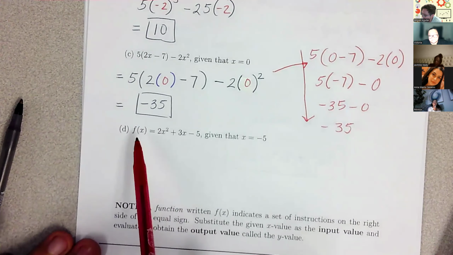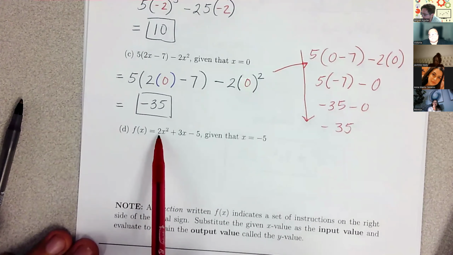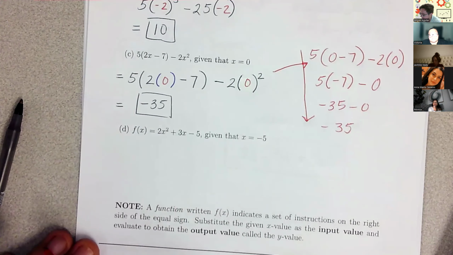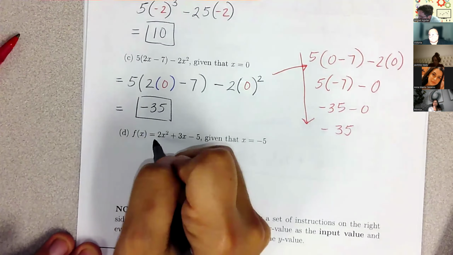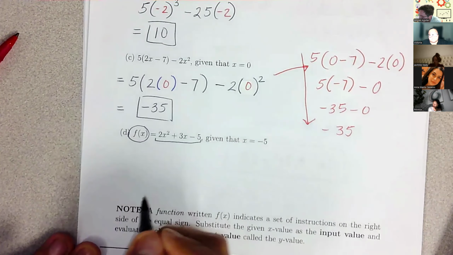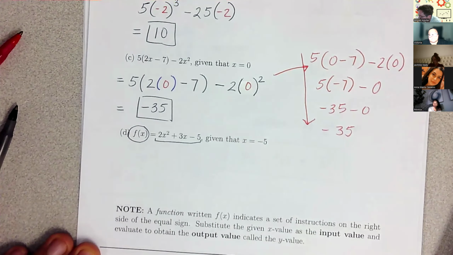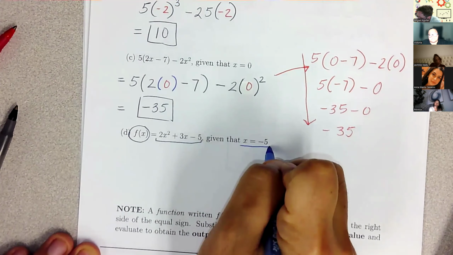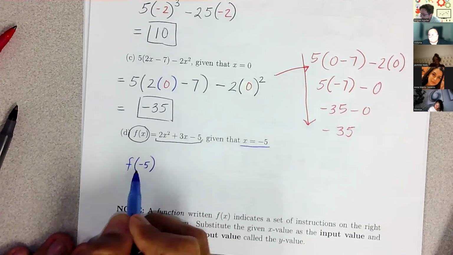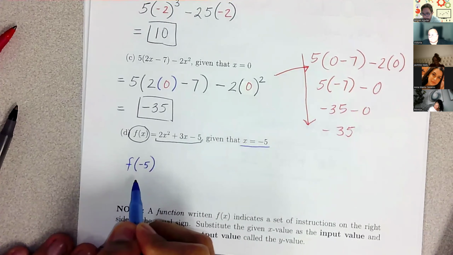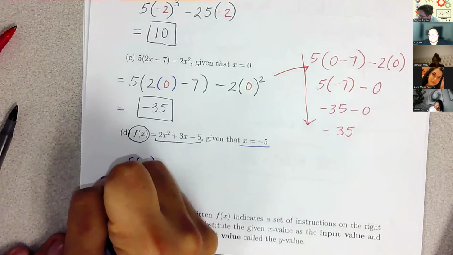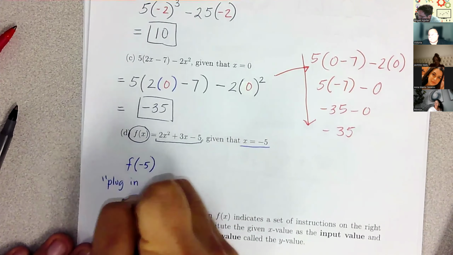Finally, this one says f of x is equal to 2x squared plus 3x minus 5. Okay. So I only care about this expression part. I don't really care about this f of x. If you want to, you can write, because they're telling us x is equal to -5, we're looking for f of -5. That's the abbreviated way that mathematicians write things down. But once you have those instructions, this is just saying, hey, plug in -5.